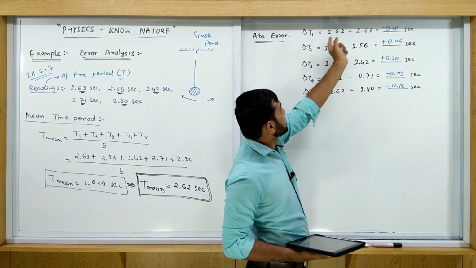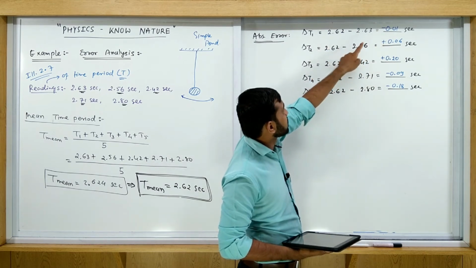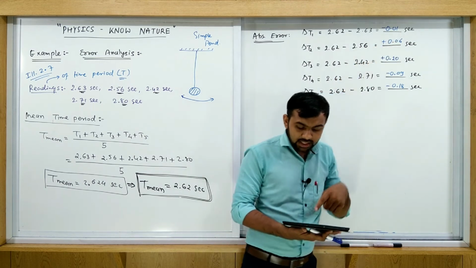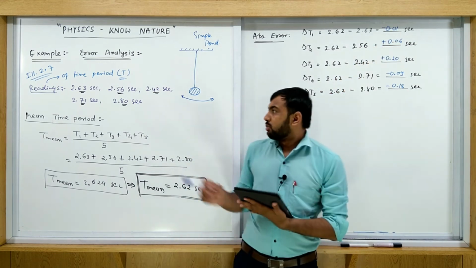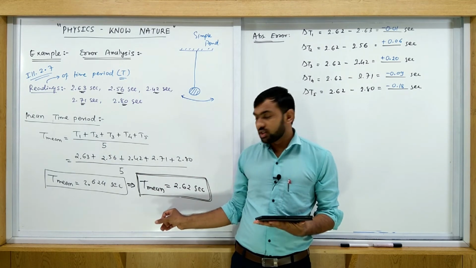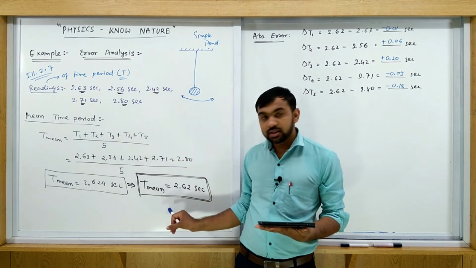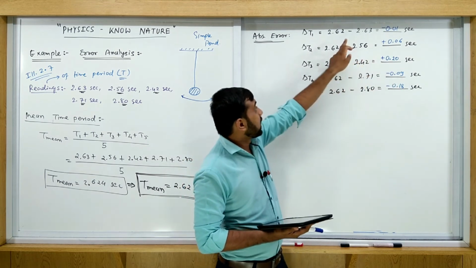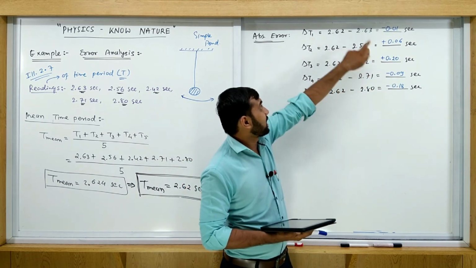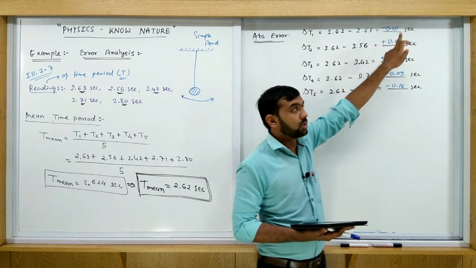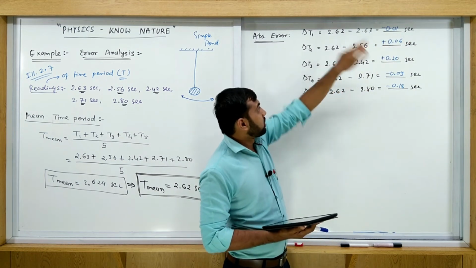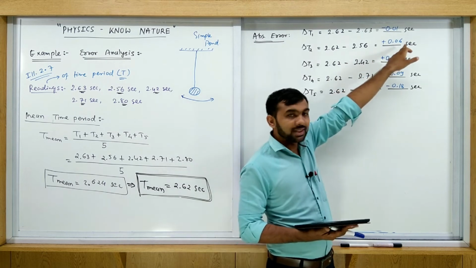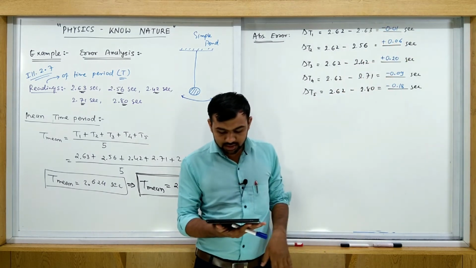If you consider 2.63 minus 2.62, then the answer is plus. In the textbook this type of case is given: reading minus original value, reading minus mean value. Don't worry about it, you get this type of error. Again, if you take 2.63 minus 2.62, you get plus 0.01. 2.56 minus 2.62 gives minus 0.06. So in the textbook this type of answer is given.